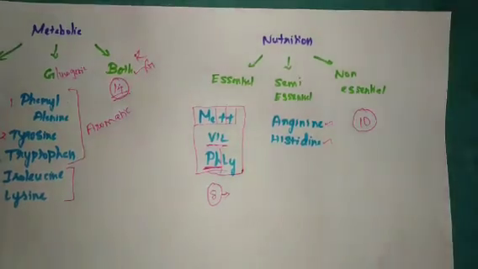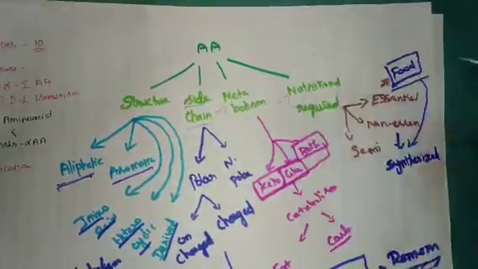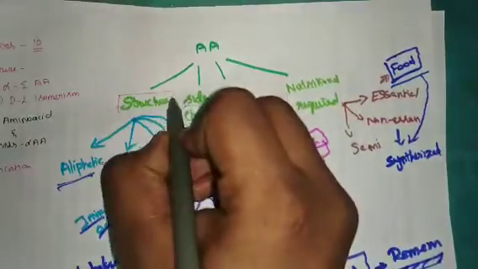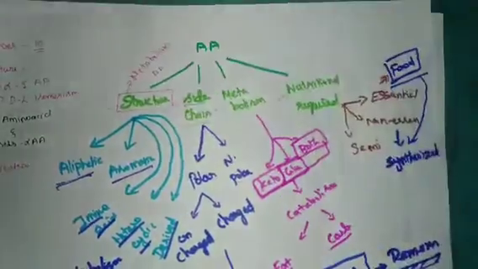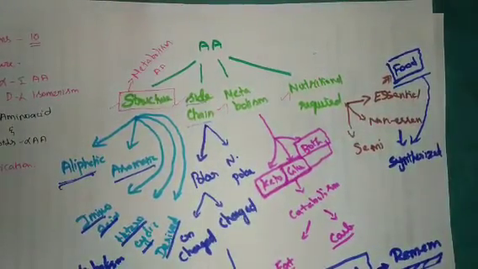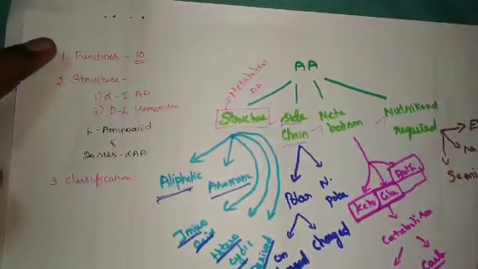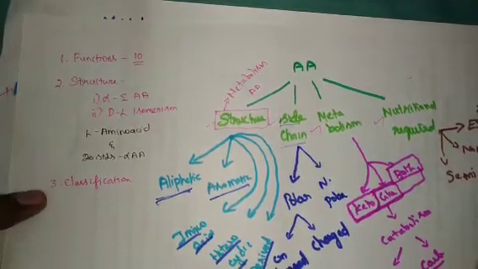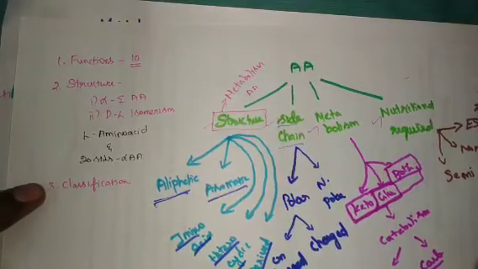So we have completed classification based on side chains, metabolism and nutritional requirement. The structure-based classification we will read when we talk about the metabolism of amino acids, and then we will cover the structural classification of amino acids. In this series we covered the functions of protein in the first class, structure in the second class, and classification of amino acids today. All the links will be given in the description and the i button.